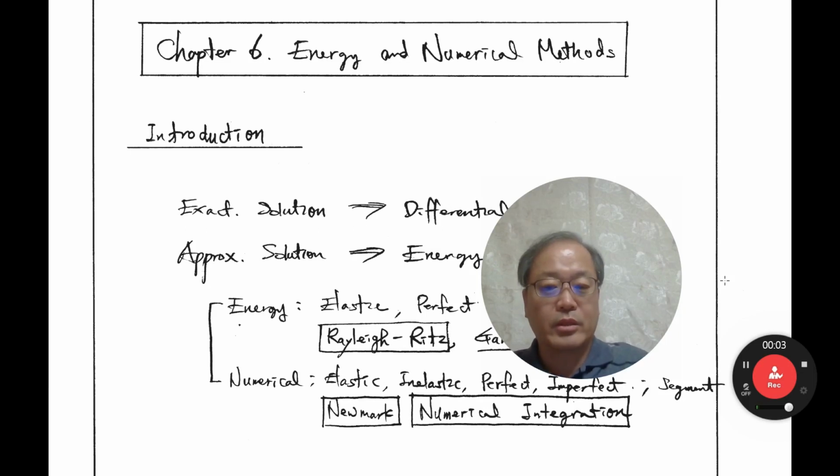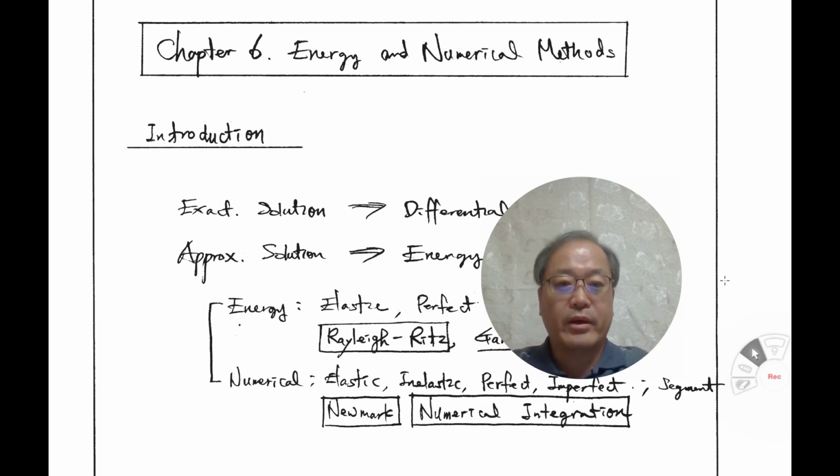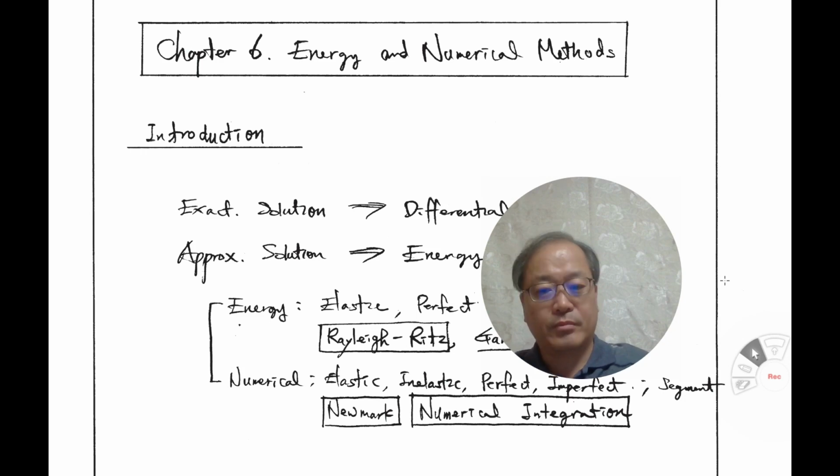We ultimately reach this chapter 6. That is the last chapter of this book. So chapter 6 covers energy and numerical methods. This week is the last week, so I can only cover the energy method.